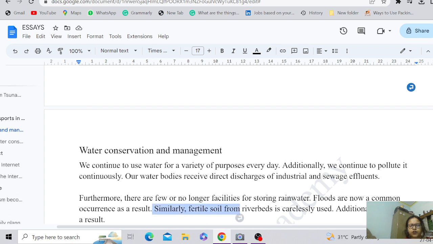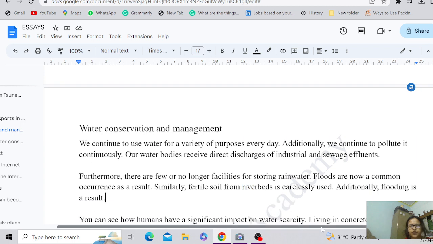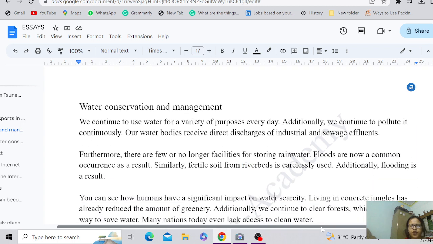Similarly, fertile soil from the riverbed is carelessly used. Fertile soil that we collect from the riverbed is carelessly used. Additionally, flooding is a result. So flooding is also a result, and fertile soil from the riverbed gets carelessly used.